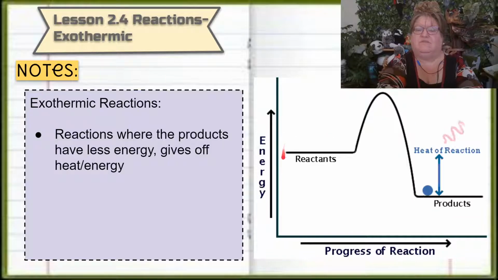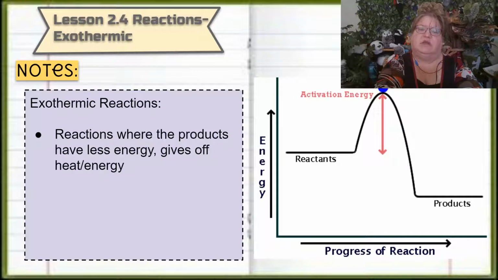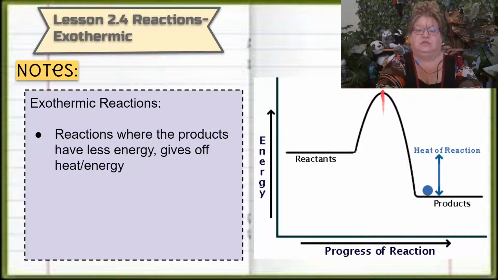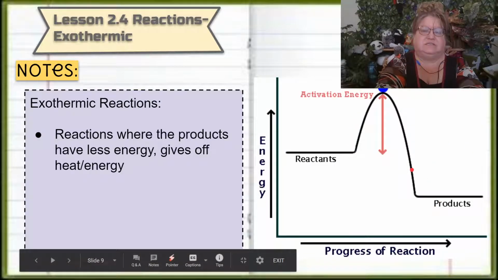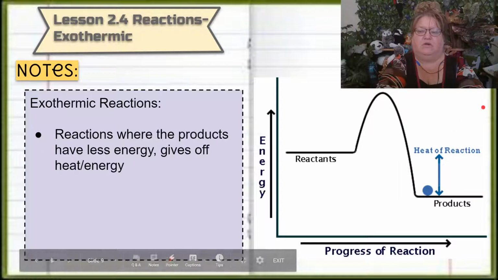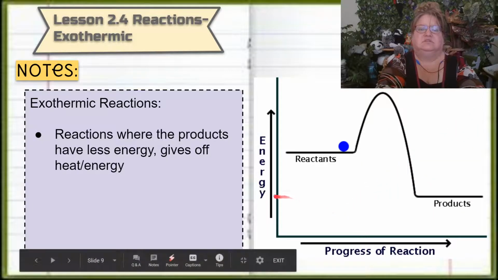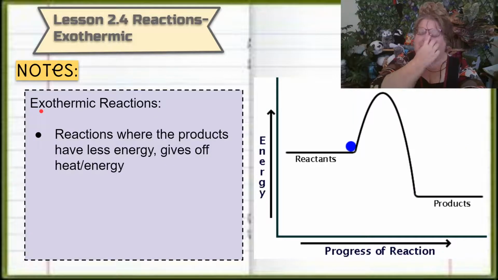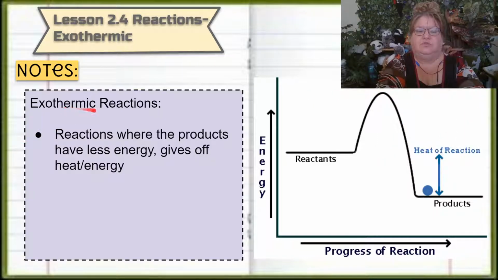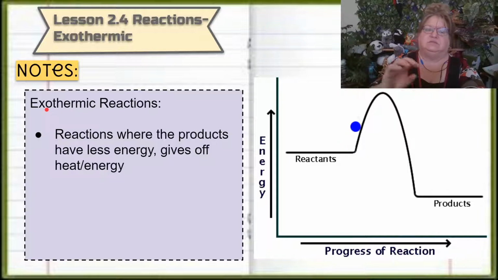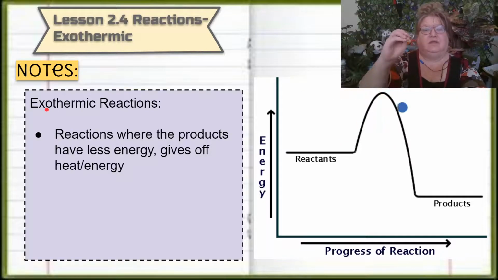The reactants have a high amount of energy. You then have to boost the energy up. That's the activation energy. And then it falls down to a lower energy level. And as it does so, it gives off heat. So we call these reactions exothermic reactions. Exo, exit, and notice the heat is leaving. So nice tie into the word. Exothermic, thermic is heat. So exo, leaving, thermic, heat.